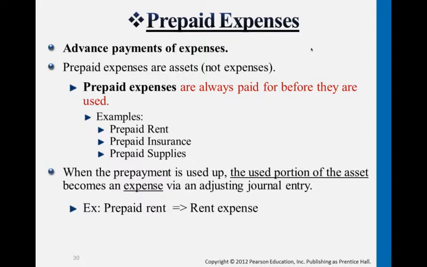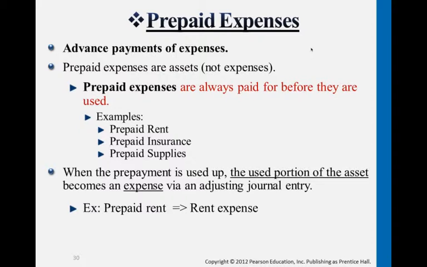We prepay the rent for 6 months, and we have the right to use the location for 6 months. So this payment is made in advance. This is considered a benefit that the business can actually use for the next 6 months, next half a year. So it's not a type of expense. It's an advance payment of expenses. It's considered an asset.